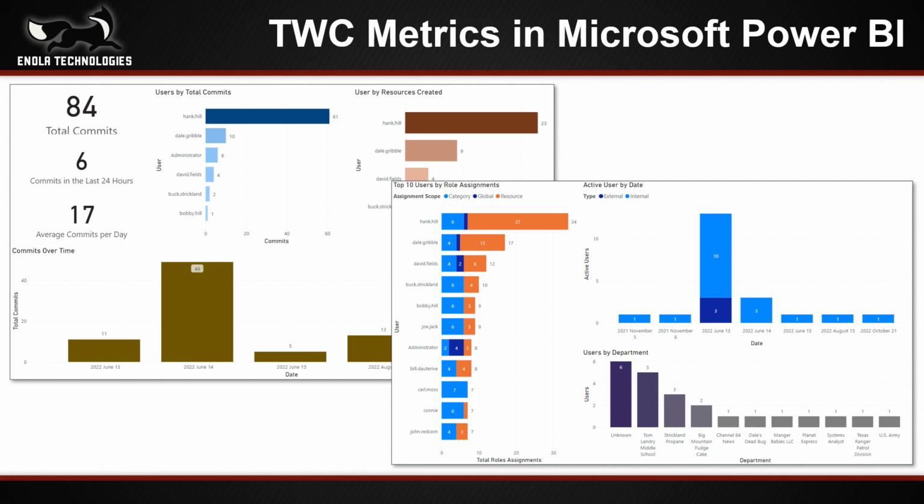The one in the bottom right shows more role assignments. I can see who has the most role assignments and even by their scope. And yes, my Teamwork Cloud is filled with a bunch of King of the Hill characters, but I can see Hank Hill has 34 total role assignments. 6 of them are through the category assignment, 27 directly to resources, and I bet the one global is the resource creator, which is a global role anyways.